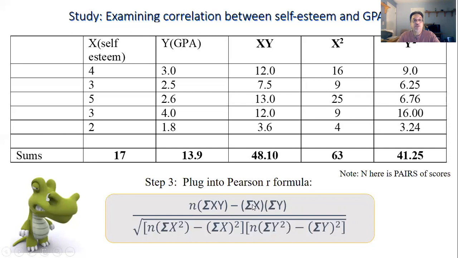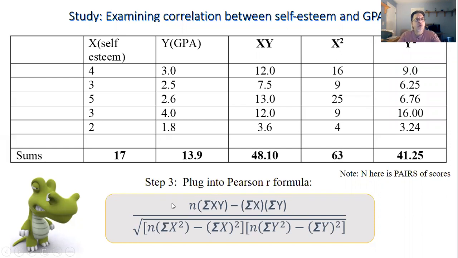Minus sum of x. I have an x column. I know the sum of that column is what I'm looking for. So that's here. If I didn't know it, I would just have to sum up this column. Sum of y. Okay, here's my y column, sum it up. That value is going to be important.